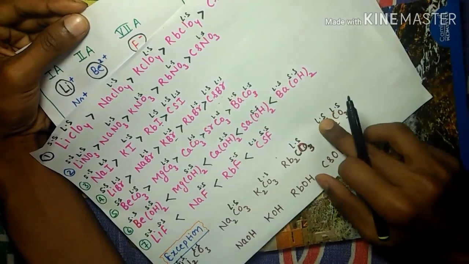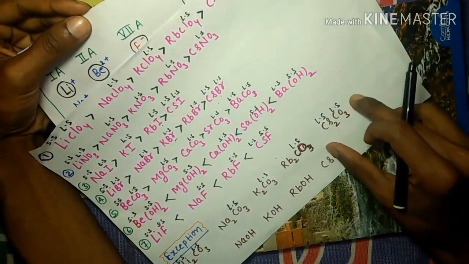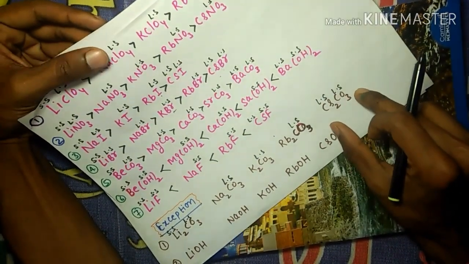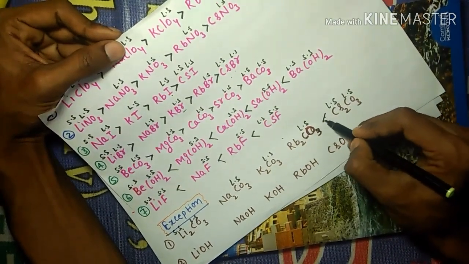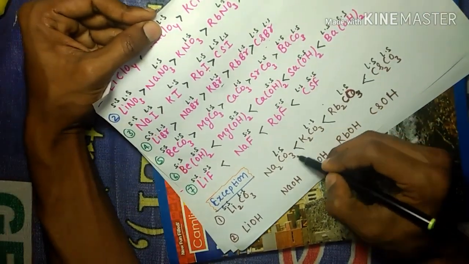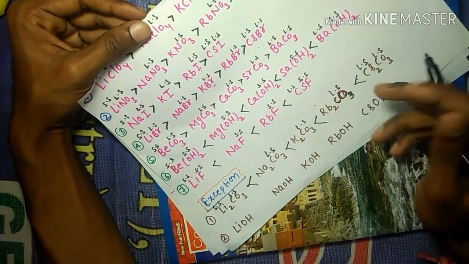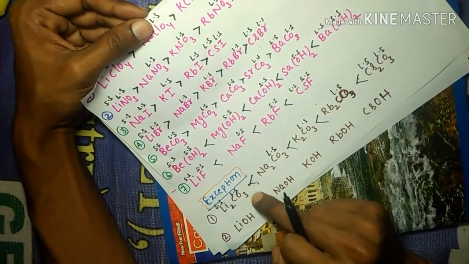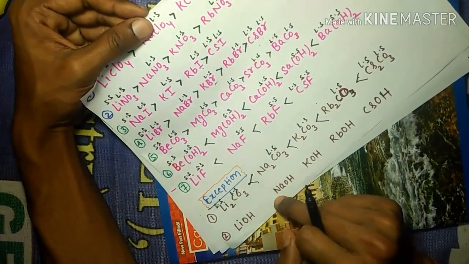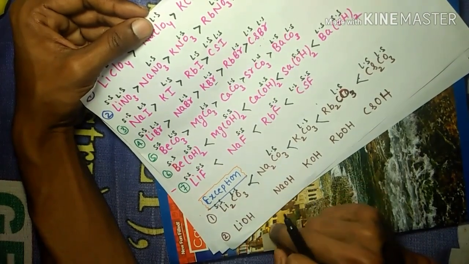This one is the large size, there is very negligible difference in their sizes, that's why it has the more solubility. The order goes like this, okay. This is the exception question. Group 1 and group 2 metal hydroxide, metal carbonates, they are exceptions, okay.